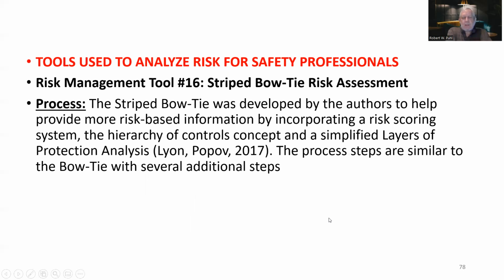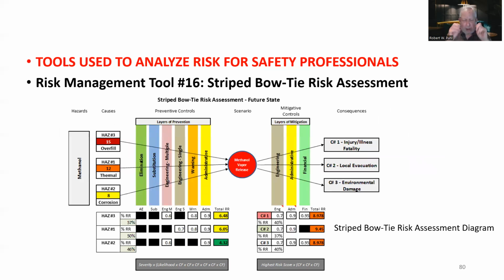The striped bow tie was developed by the authors to help provide more risk-based information by incorporating a risk scoring system, the hierarchy of controls concept, and a simplified layers of protection analysis. The process steps are similar to bow tie with several additional steps. See example next slide. So you can see, here you go. That's why they call it striped bow tie.